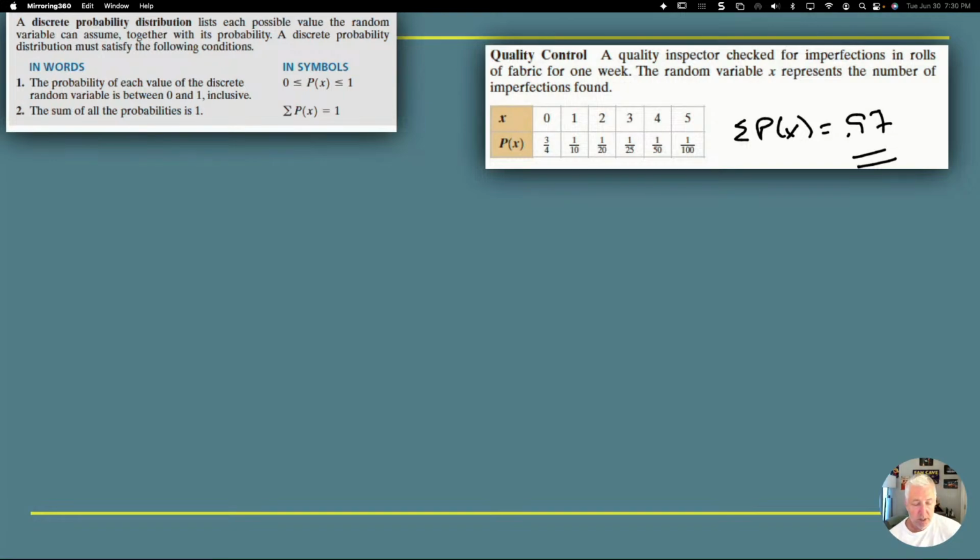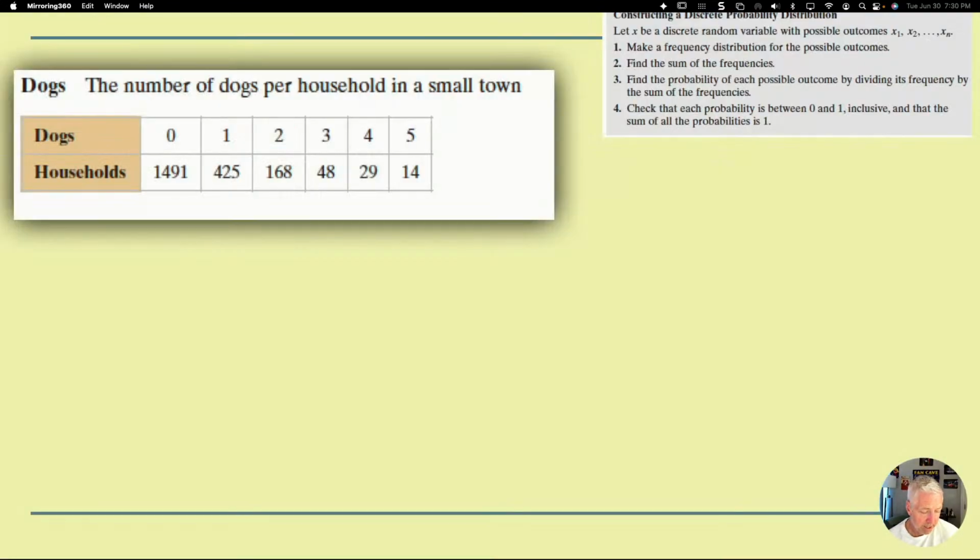So, what's our next? The number of dogs. Okay, so we have the number of dogs per household. So in a small town, a group wanted to do a study concerned with how many dogs are in homes in this town. So they did a survey, or they actually went into homes and broke in and saw how many dogs there were. I don't know.